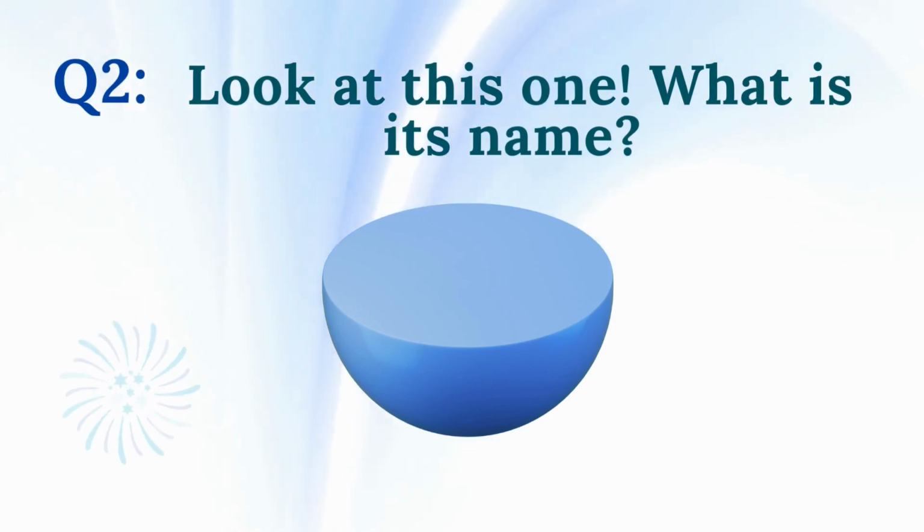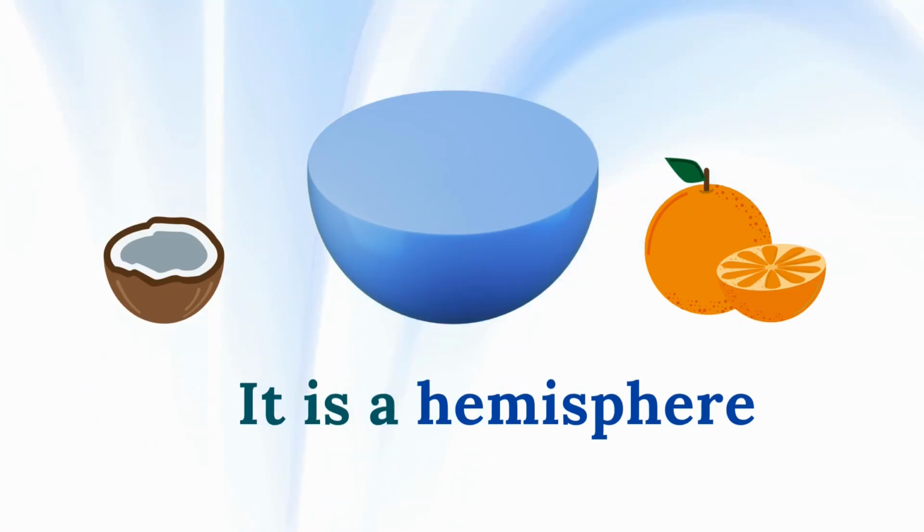Look at this one. What is its name? It is a hemisphere. Good job. A hemisphere looks like half of a sphere, just like half an orange.